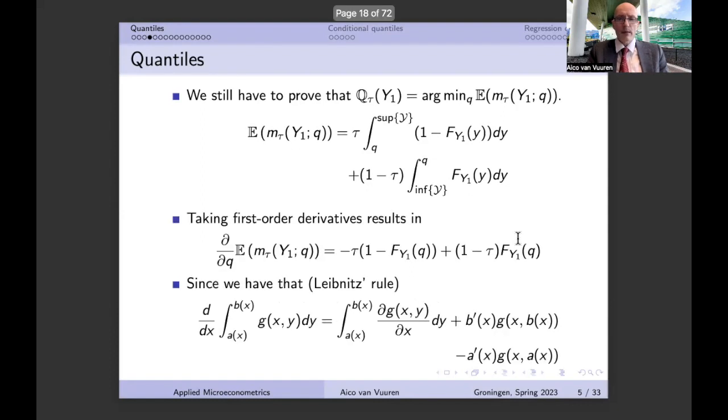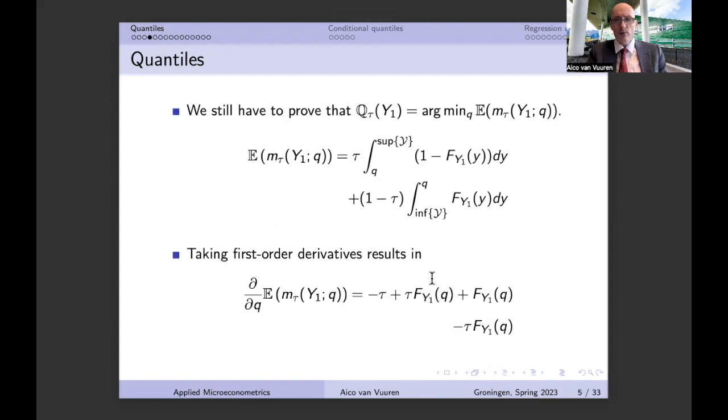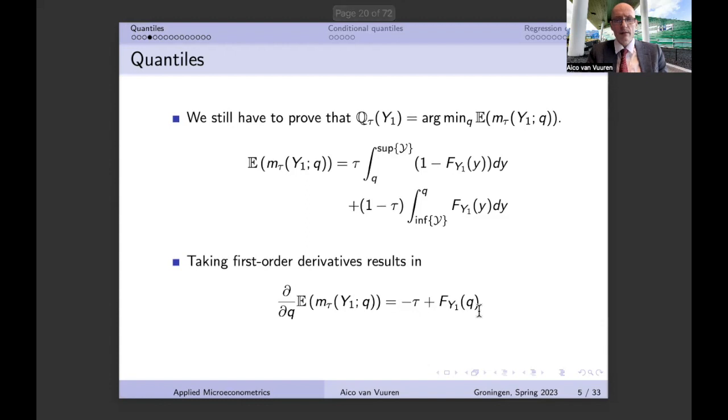Well, we can rewrite that a bit. We can first of all get rid of the parentheses here. Then we get minus tau plus tau times the distribution function. Well, and then we also get rid of this part over here. We get a distribution function minus tau times the distribution function. These two terms are going to cancel each other. So finally, we get something relatively simple: minus tau plus the distribution function evaluated in q.